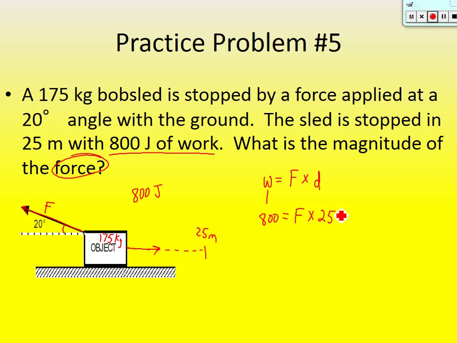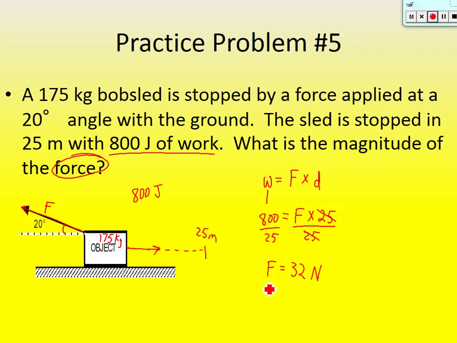Okay? So if we solve this equation now, we'll divide both sides by 25. Over here, the 25 cancels out. And my force is equal to 800 divided by 25. And so my force is equal to 32. And force has units of newtons. So 32 newtons.